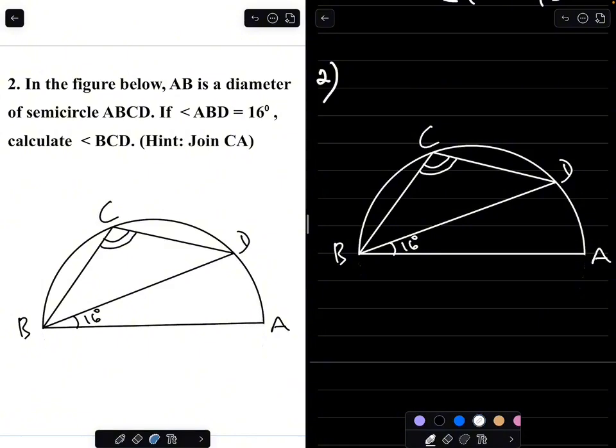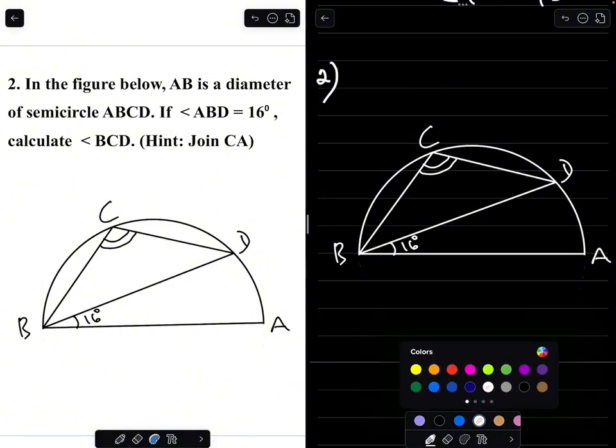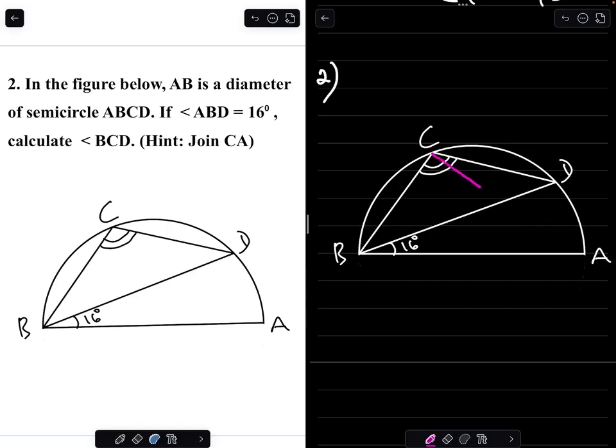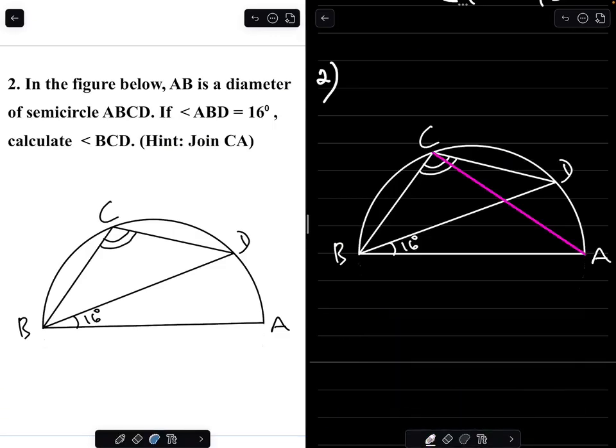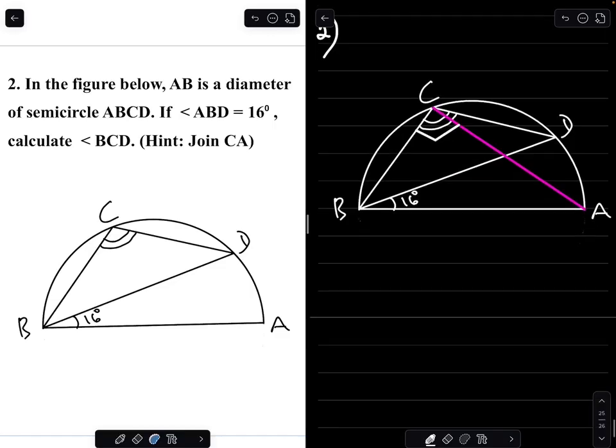Let's join C to A. If we join C to A, what do we have? How does that help us find angle BCD? Now, if we join C to A, that means this angle is a right angle, angle in a semicircle. Angle BCA is equal to 90 degrees, and the reason for that is angle in a semicircle.